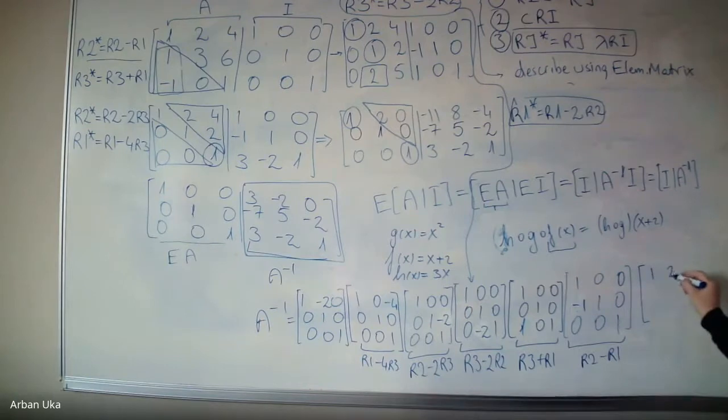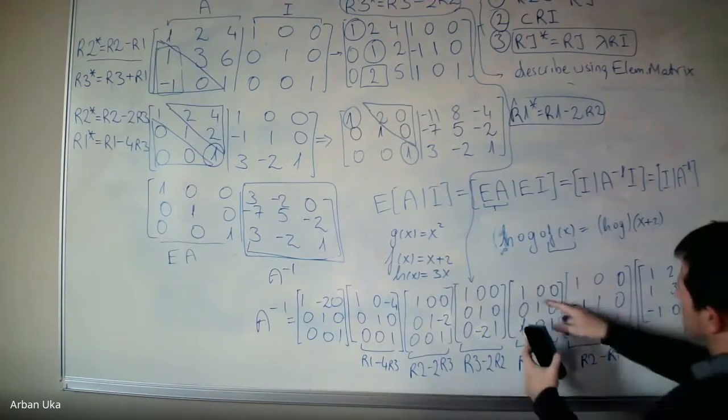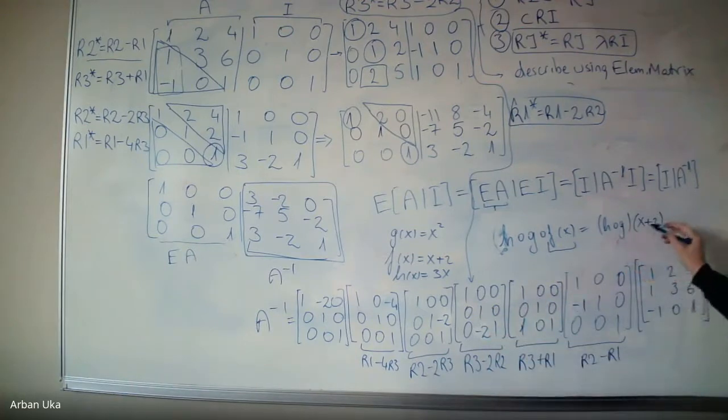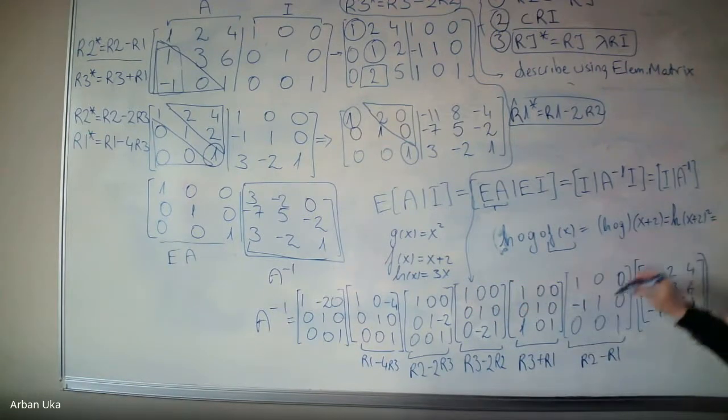So here we have 1, 2, 4, 1, 3, 6, minus 1, 0, 1, right? So we are multiplying this matrix first with this. Then the output of this result we multiply with this other matrix. Then the outcome multiplied by this matrix. So similarly, this is how we apply this. And this probably could be written as h. What is g of x plus 2? It is x plus 2 all squared. So this is going to be h of x plus 2 all squared. What is h of x plus 2 all squared? Since h is 3x, this would be equal to 3 times the square of x plus 2.